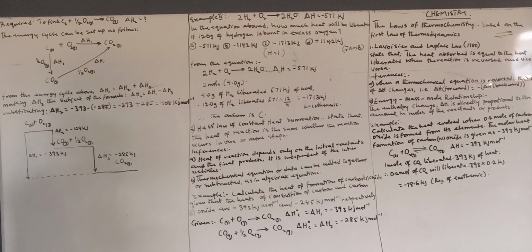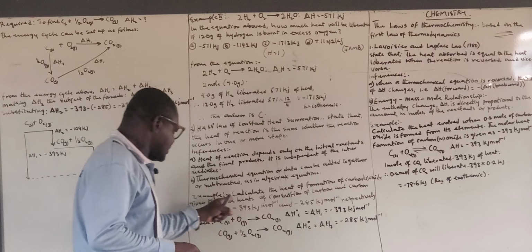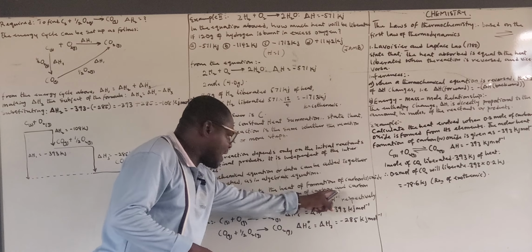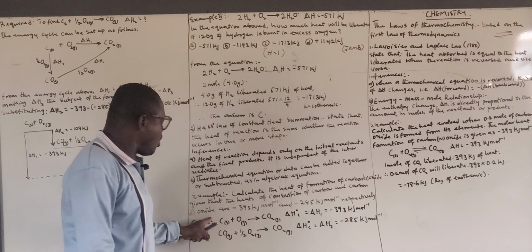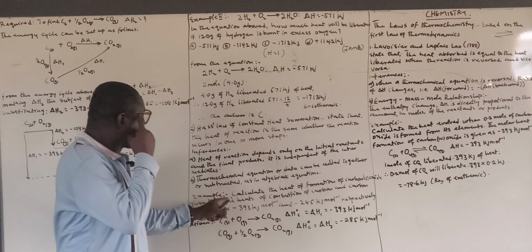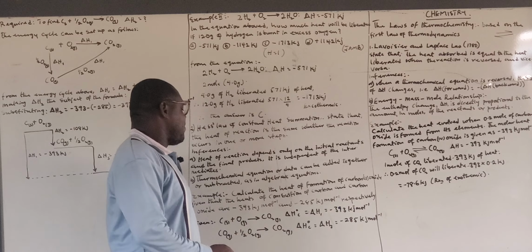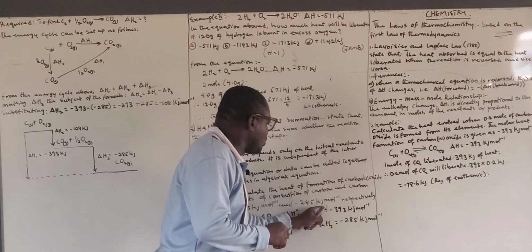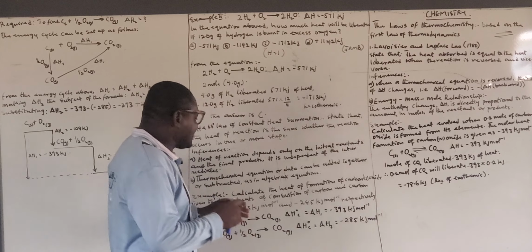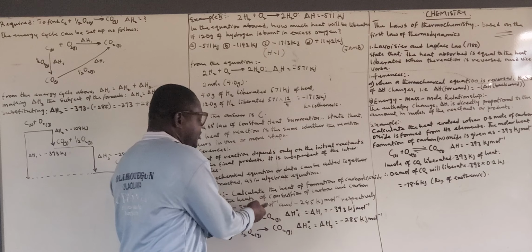Example: calculate the heat of formation of carbon monoxide, given that the heats of combustion of carbon and carbon monoxide are minus 393 kilojoule per mole and minus 285 kilojoule per mole respectively. That is why they say it works for one or more steps, because we are having two.